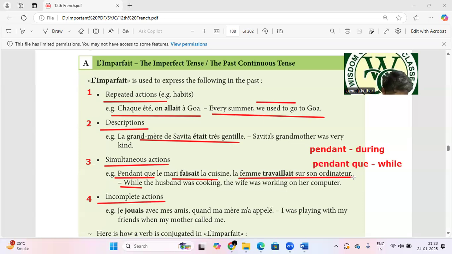Next, after that, students: je jouais avec mes amis. I was playing with my friends. My mother called me.